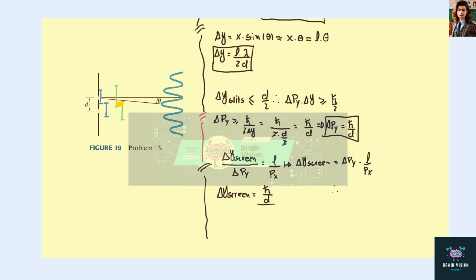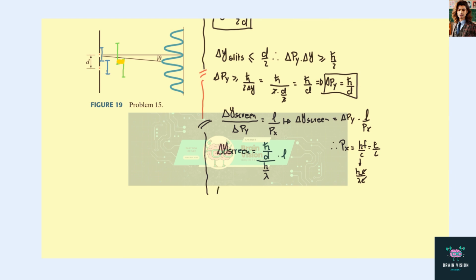And if you remember, the momentum is given by h times f divided by c. So the momentum is equal to the energy divided by the speed of light. But the frequency is related to the wavelength, so we can write it as h times c divided by lambda times c, because the frequency is equal to c divided by lambda. The c simplifies, and we are left with h divided by lambda. And this is all multiplied by L.